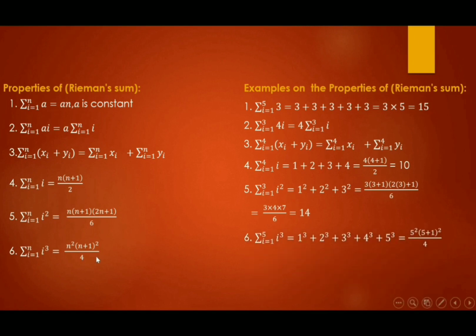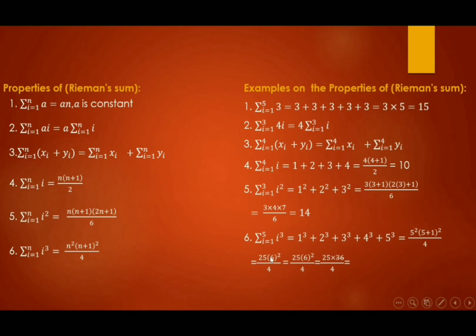An example to understand it more: the summation from 1 to 5 of i cube will be equal to, replace i by 1 to make it 1 cube, then plus 2 cube plus 3 cube plus 4 cube till you end it by 5 cube because the last value of n is 5. This is all equal to 5 squared times, inside the bracket, 5 plus 1, add it, then square it, and then divide it by 4 to get the following result.